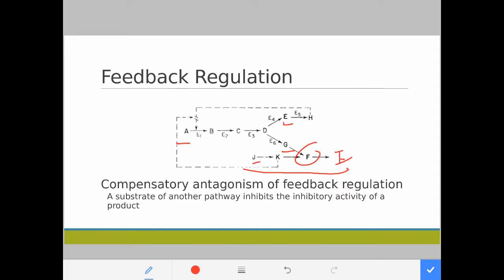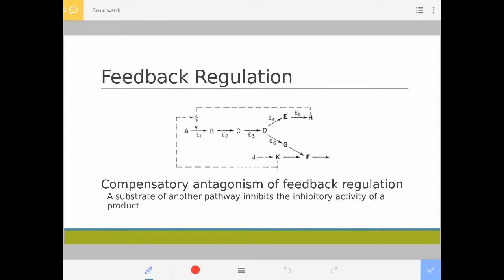Now, the complication here is that one of the products of the branch pathway, particularly this one, H, is an inhibitor of your enzyme 1. So if there is a large amount of the product H, enzyme 1 is inhibited, and therefore the whole pathway shuts off.